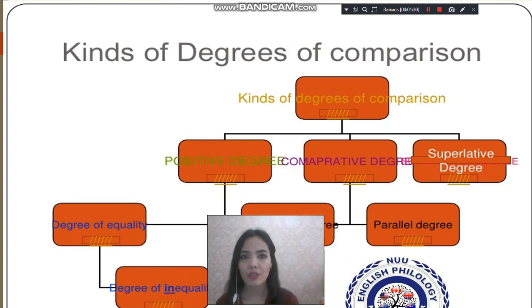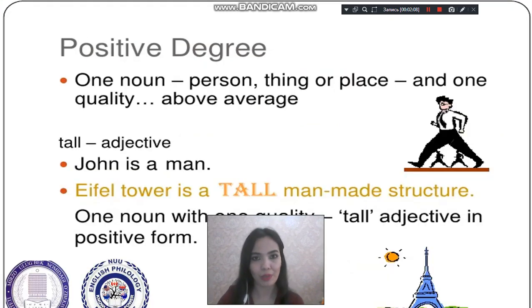You know that there are generally three types of kinds of degrees of comparison, but today you will have more information about their subtypes. So kinds of degrees of comparison: positive degree, and also there are subtypes of it: degree of equality and degree of inequality. The next type of degree is comparative degree. Comparative degree has also two subtypes, so progressive degree and parallel degree. And also the last type of degree is superlative degree. Now let's look at each of them separately.